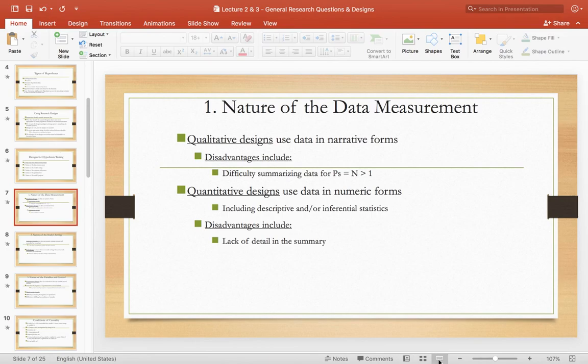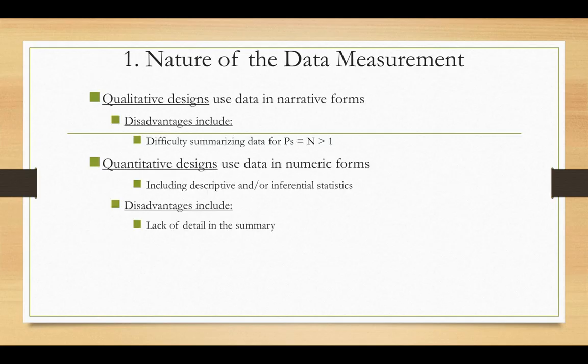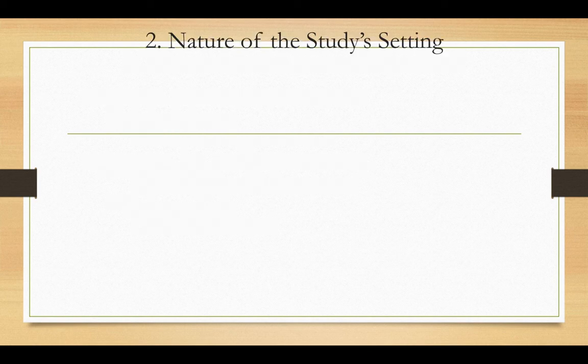All right. Qualitative versus quantitative design. So let's go ahead and now move into our second point of discussion here, which is the nature of the study setting. So where is it that your study is going to be taking place? Whenever we talk about the nature of the study setting, realize that there are different settings where your study could be. It's just the way that we classify these different settings as X or as Y.